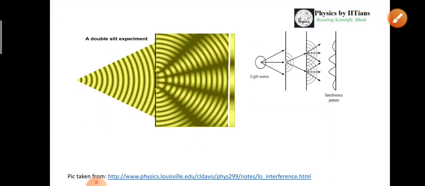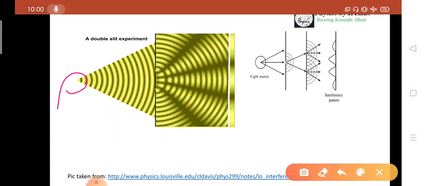Let us discuss it more. Suppose we have a light source, and this is a monochromatic light source. We have two slits, and these two slits can interfere with each other, and there is a pattern on the screen, light and dark, this kind of pattern we observe.